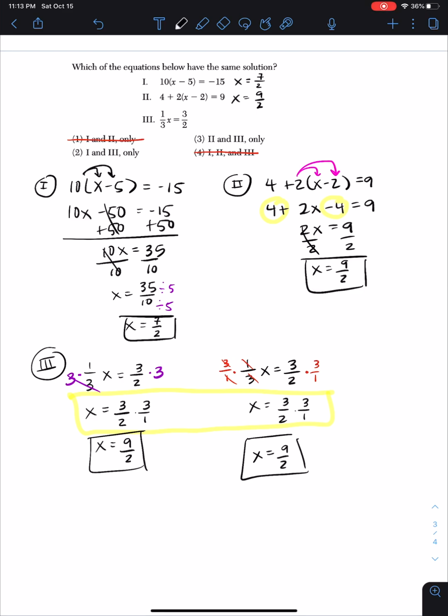So we're going to pick answer choice 3, because in choice 3, we'll see that it's equations 2 and 3 that have the same solution, which is x is equal to 9 over 2.